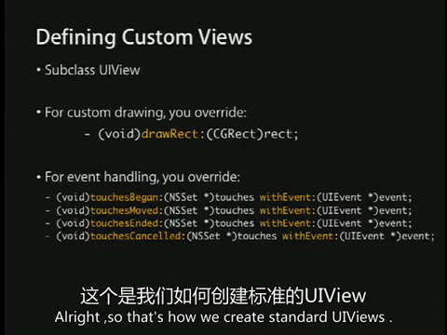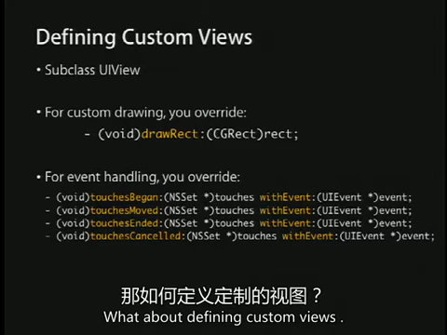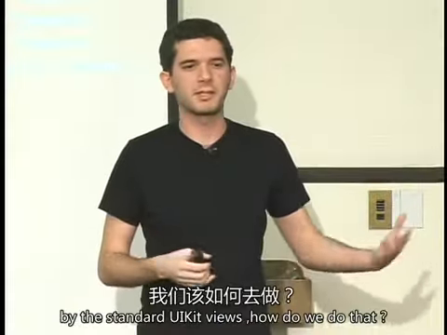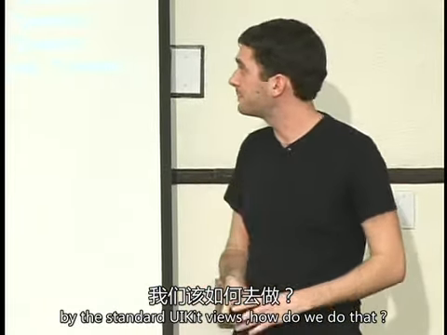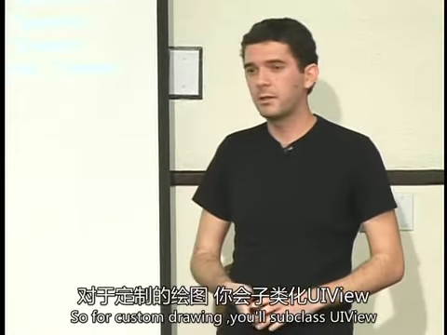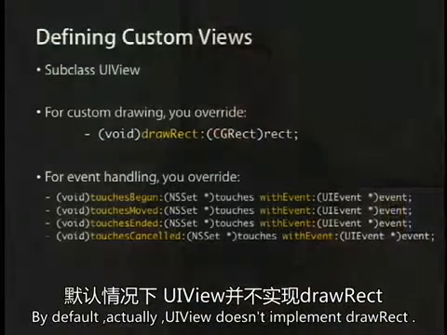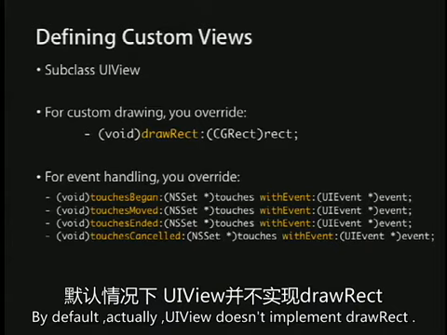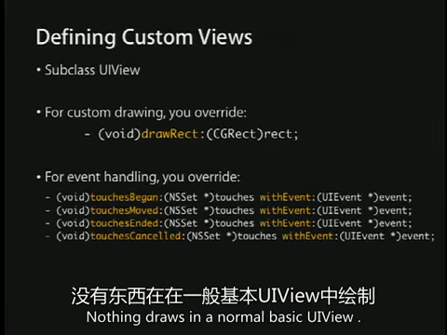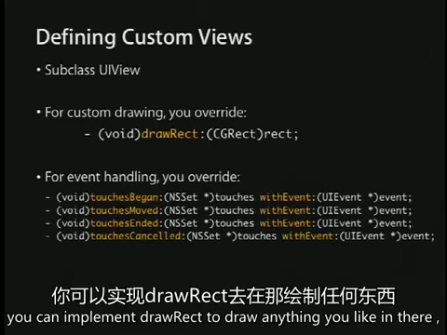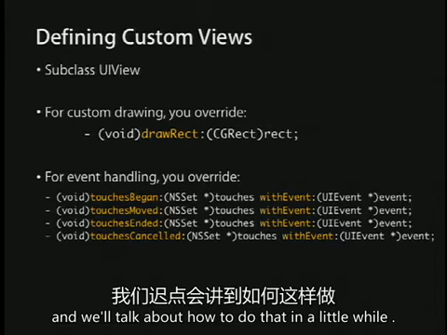All right, so that's how we create standard UIViews. What about defining custom views? If we've got our own drawing or our own different things that we want to do that aren't provided by the standard UIKit views, how do we do that? For custom drawing, you'll subclass UIView and override the method drawRect. By default, actually, UIView doesn't implement drawRect. There is no implementation. Nothing draws in a normal basic UIView. So when you create a subclass of UIView, you can implement drawRect to draw anything you like in there. And we'll talk about how to do that in a little while.